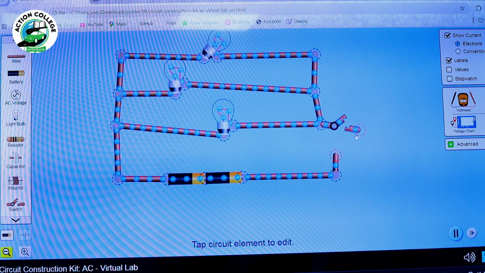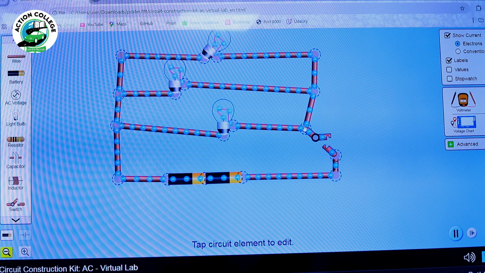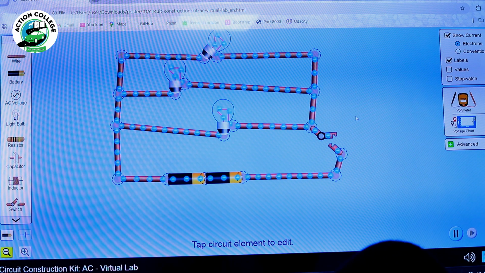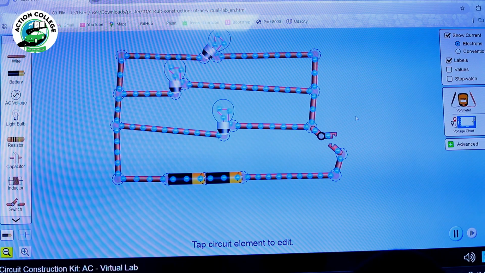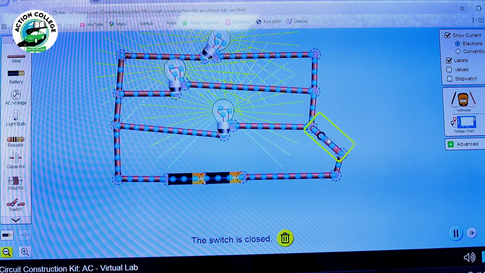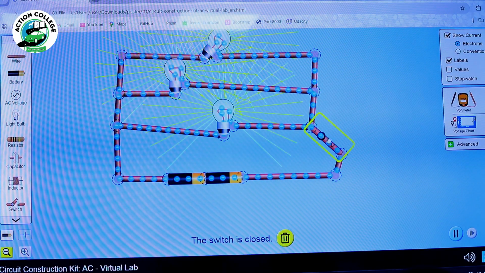You see, this circuit is connected in parallel, right? And the switch is off because the circuit is open. It is not producing light. The bulbs are not producing light. If I switch on, I mean I have to close the circuit like this. You see, all of the bulbs are releasing light, right?